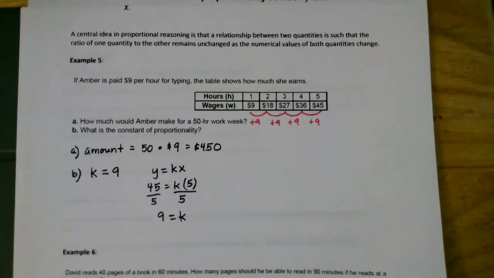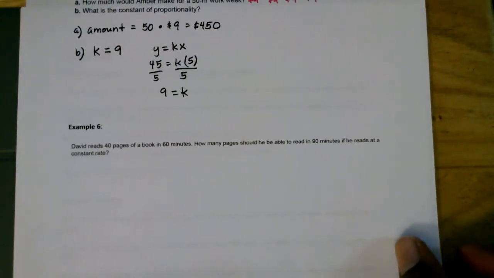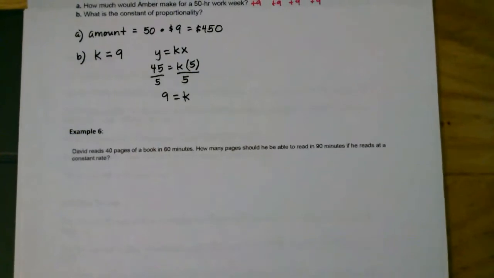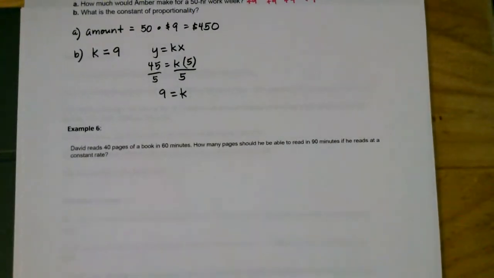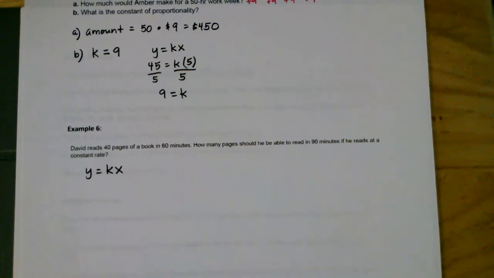Okay. All right, here's another example dealing with proportions. David reads 40 pages of a book in 60 minutes. How many pages should he be able to read in 90 minutes if he reads at a constant rate? So we can use that y is equal to k times x, which is that equality that I showed you for the constant of proportionality.